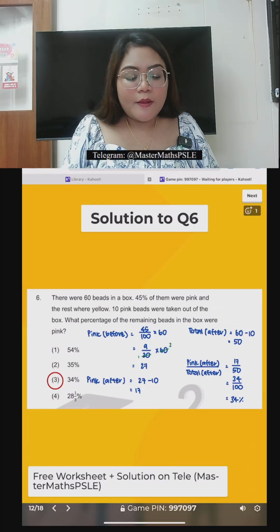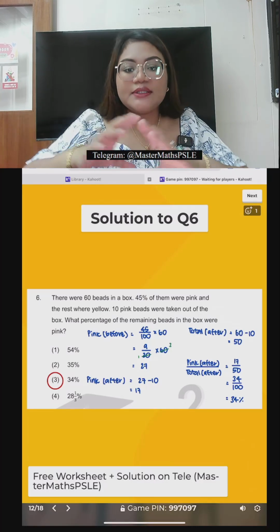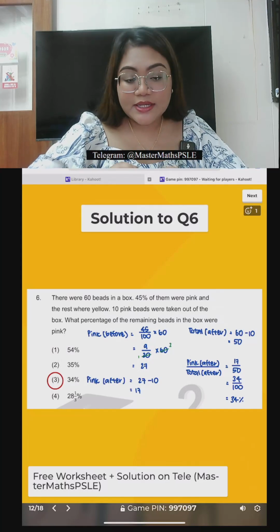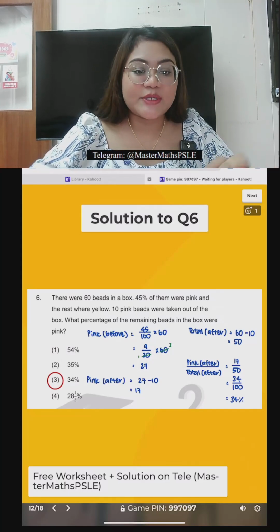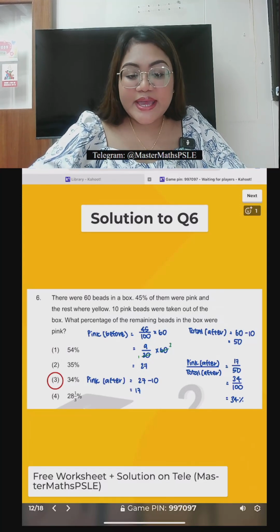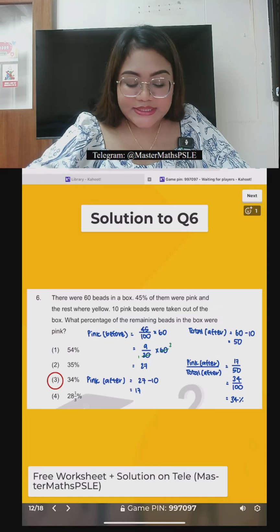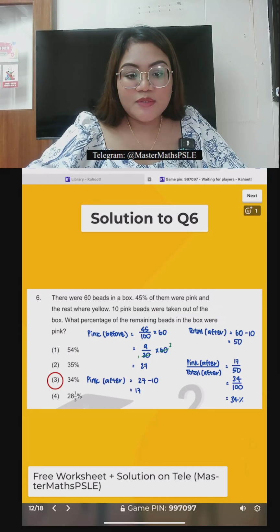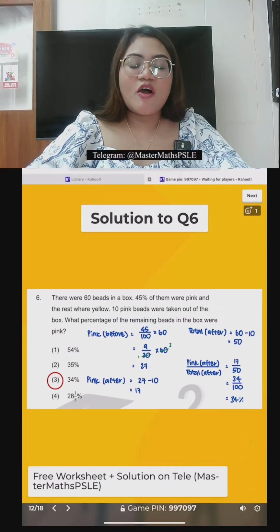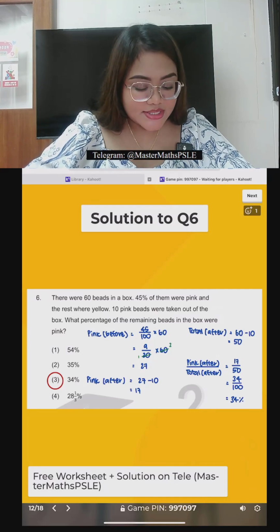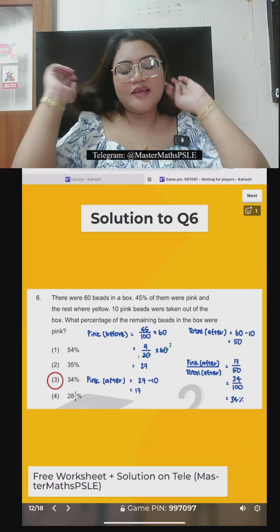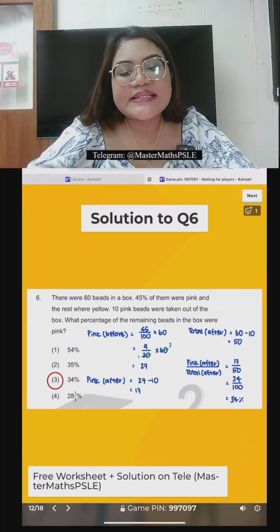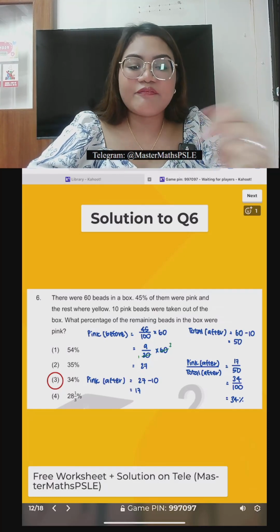But since you took out 10, the total will also be 10 less. So 60 minus 10 becomes 50. Now the pink at the end over the total at the end, that is what you want. That's going to be 17 over 50. Convert it into 100, so that's 34 over 100, 34%. Everybody clear here? This is a very standard before, change, after type of question.